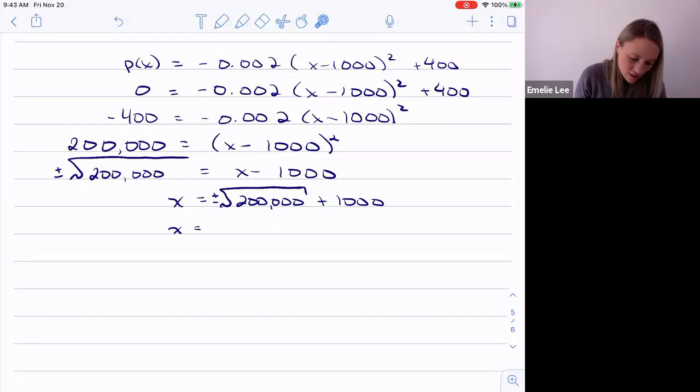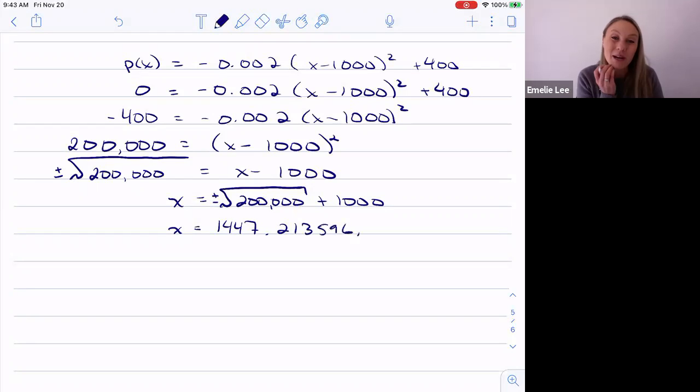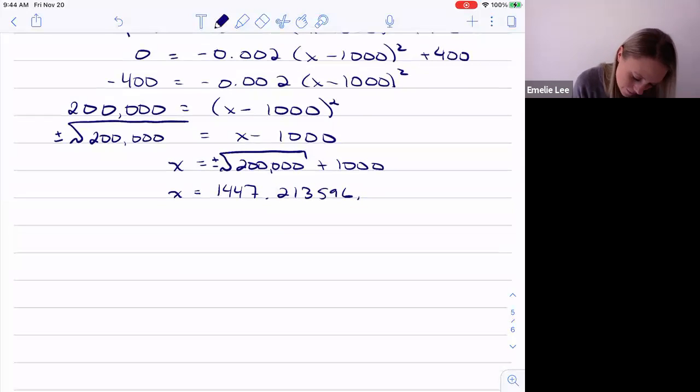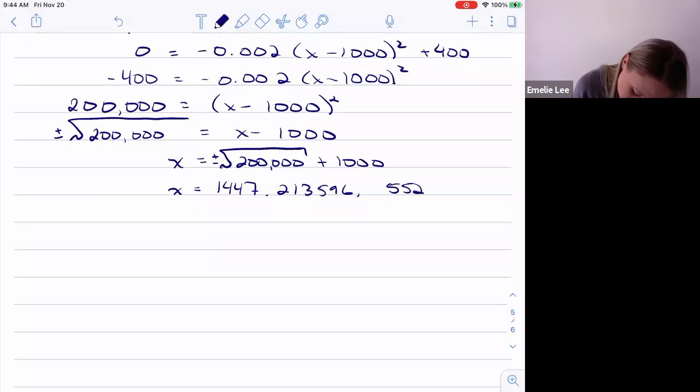plus 1,000. So the profit is 1,447.213596. It is money, so we can round it to 2 decimal places and not feel bad, but we should keep 2 decimal places. And then negative square root of 200,000, plus 1,000 is 552.7864045.